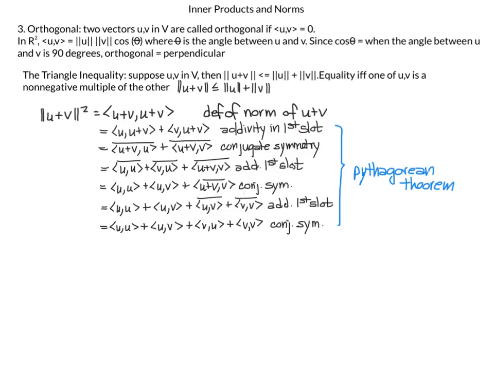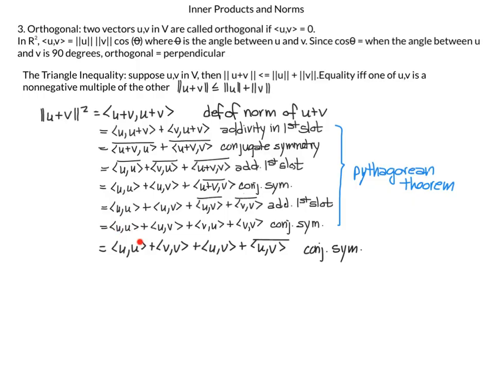In fact, we're going to borrow all these steps from the Pythagorean theorem to show that this inner product of u plus v with itself is equal to the inner product of u with itself plus inner product of u and v plus the inner product of v and u plus the inner product of v with itself. And again, I'm not going over all these steps because we did them in the Pythagorean theorem. You can look back at your notes.